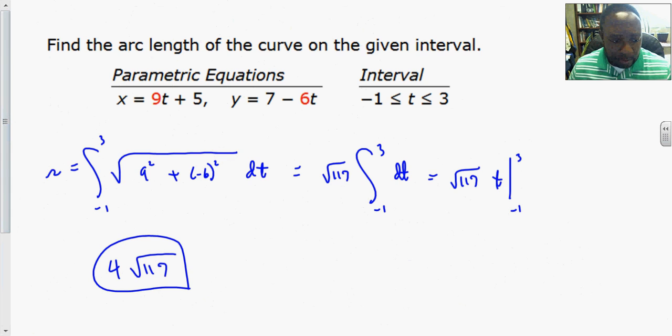Well, I think that's it. So this section is very straightforward. Let's try to keep it simple.